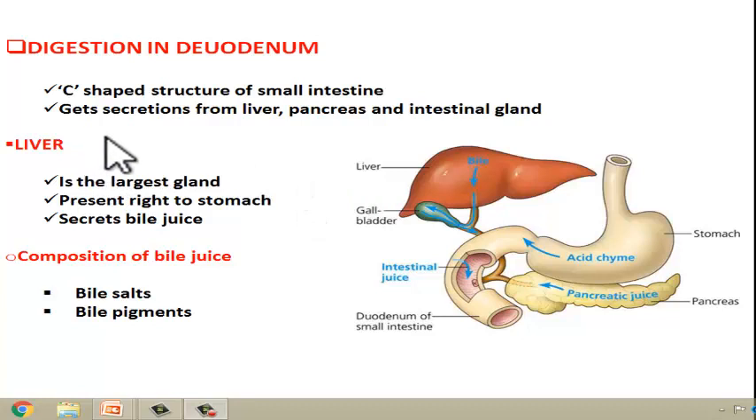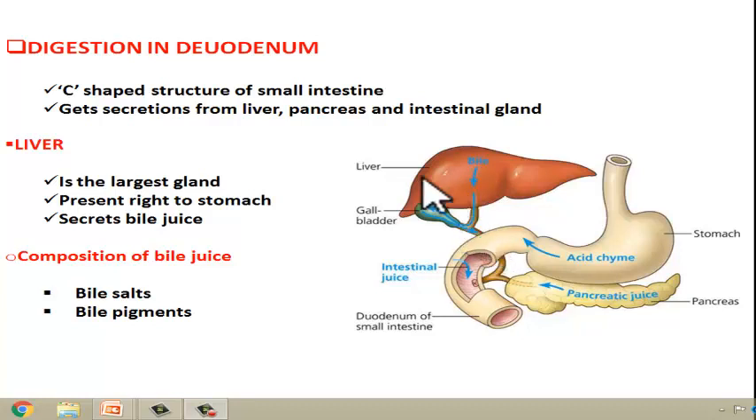Okay, first let us take up liver. Liver is the largest gland. You know, right? It is present to the right of the stomach. See, it is right of the stomach. It secretes its juice called bile juice. So what is the digestive juice released by liver? That is bile juice. See here, this bile juice coming into duodenum.